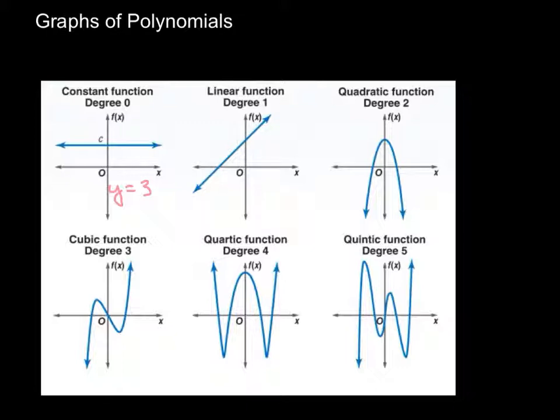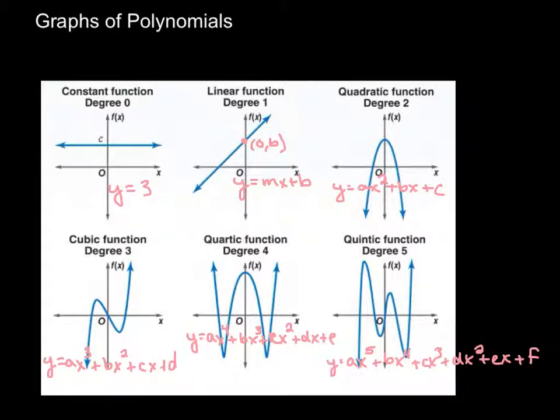This linear function is going to be y equals mx plus b, m being the slope, b being the y-intercept. So this point right here is going to be (0, b). This third graph, the quadratic, is going to be of the form y equals ax squared plus bx plus c. And this is just going to get bigger and bigger.